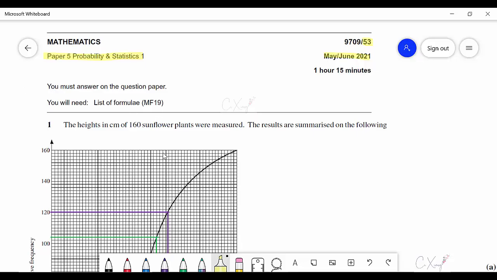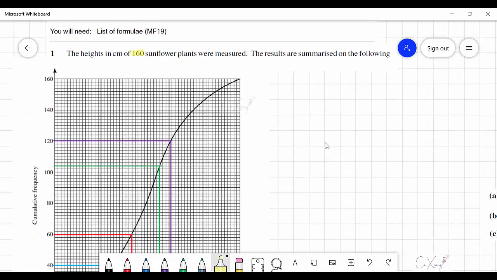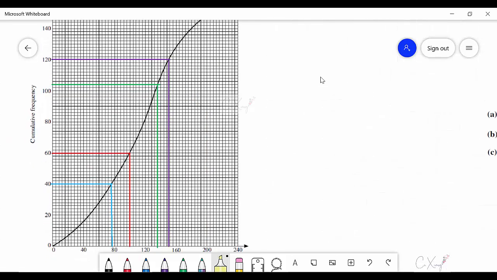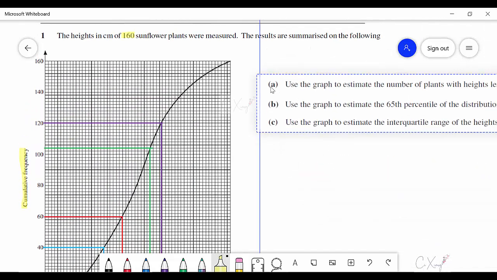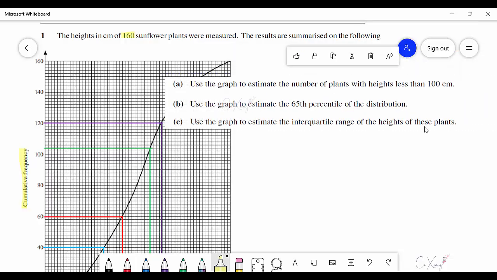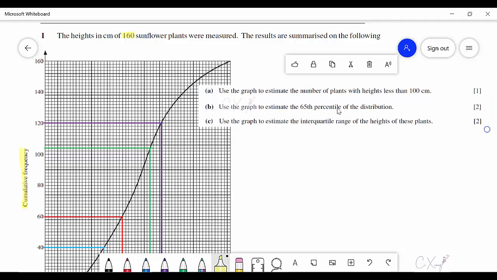For question number 1, they give us the heights in centimeters of 160 sunflowers, and the results are summarized in the following graph. It is actually a cumulative frequency curve, and from the cumulative frequency curve, they want us to answer the questions. So let's have a look at what the question is.